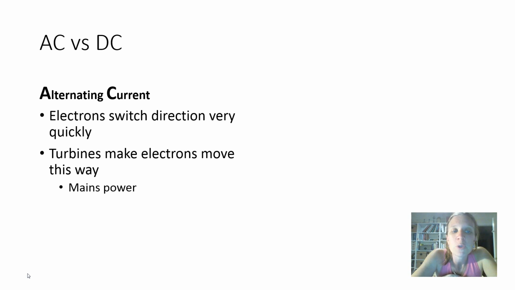Turbines usually make electrons move this way, and an example of where we would use electricity that has been generated in this way is when we plug something into a power point in the wall. The mains power supply is running on an alternating current.